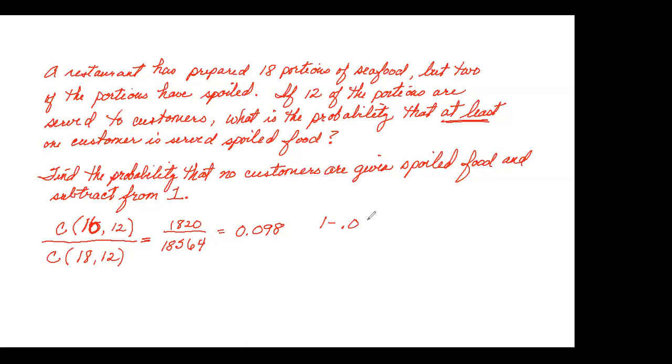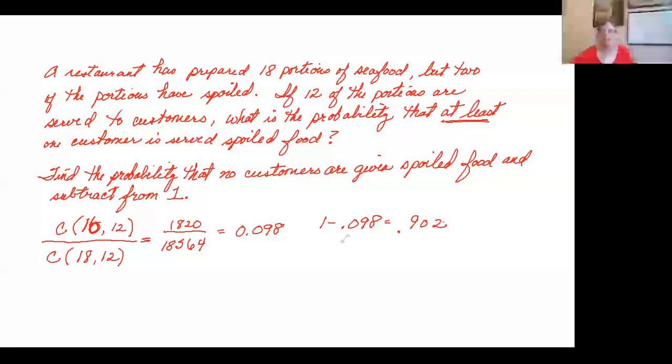And 1 minus 0.098 is a 90% probability that we will give out spoiled food. So that's scary. Out of 18 portions of seafood where only 2 of them are spoiled, if you give out 12 of those, there is a 90% chance that you just got somebody sick.